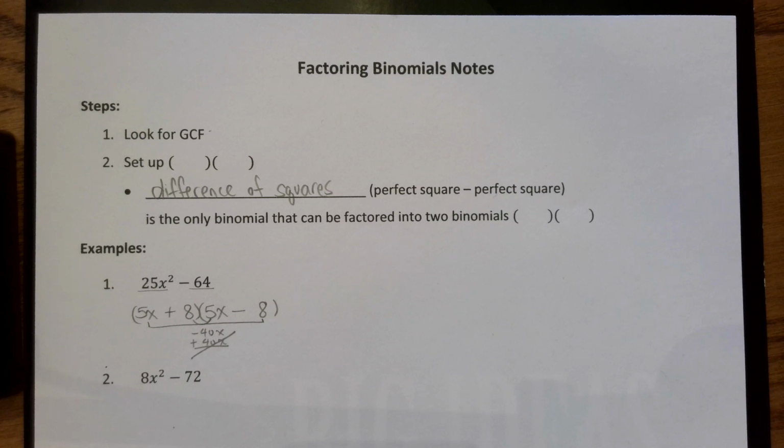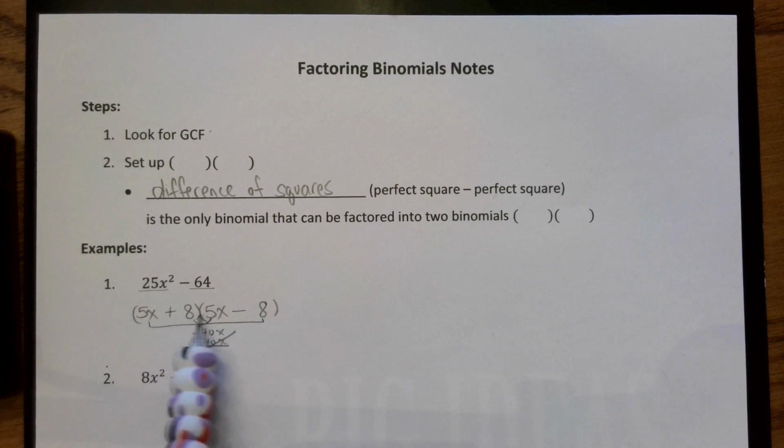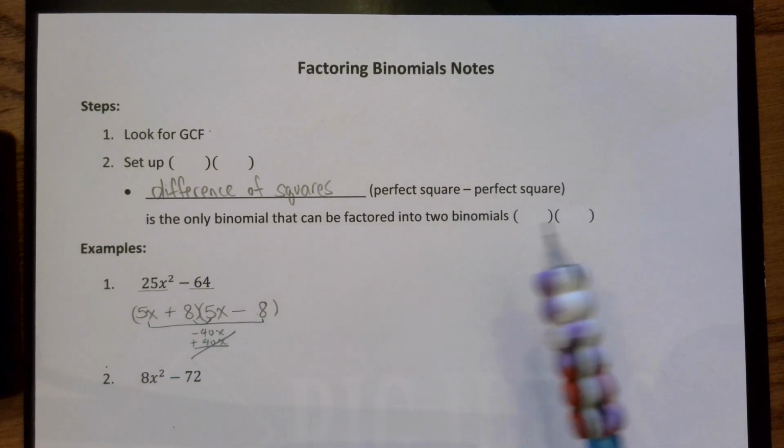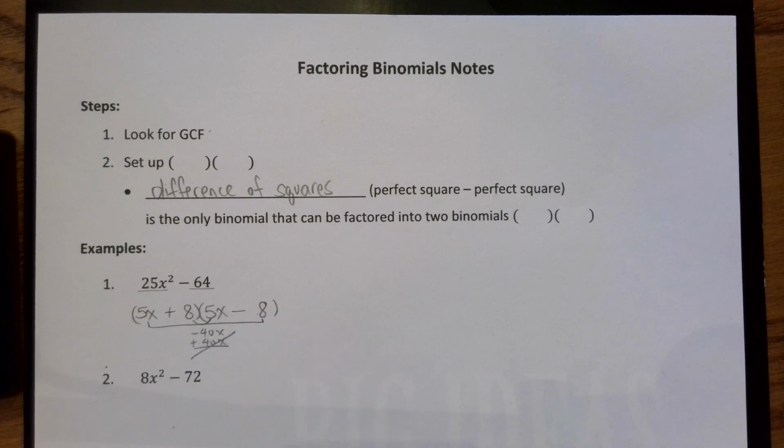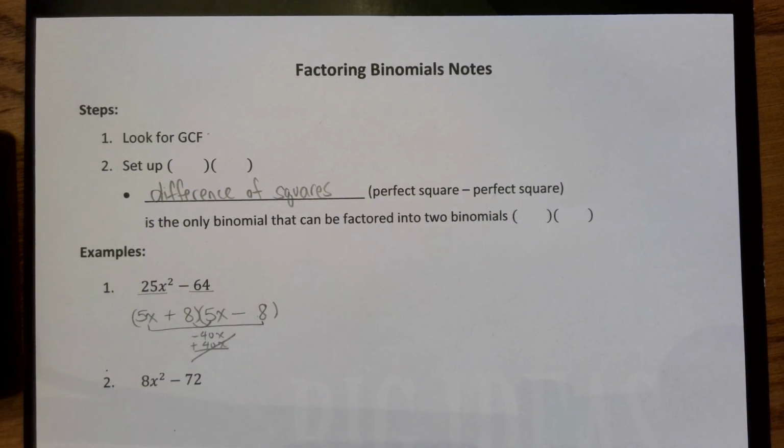So when you're factoring a difference of squares, the binomials are almost exactly the same. The terms are identical, but the signs are opposites in order for us to get that middle term to cancel. One has to be positive, the other has to be negative in order for the middle term to cancel.